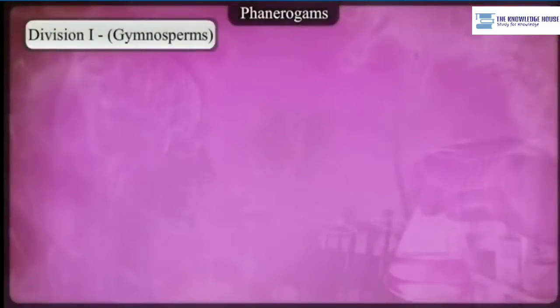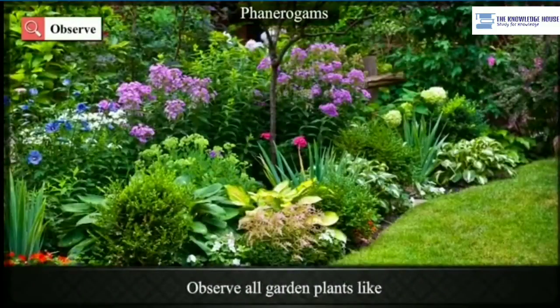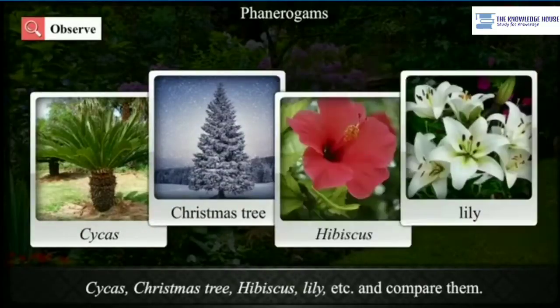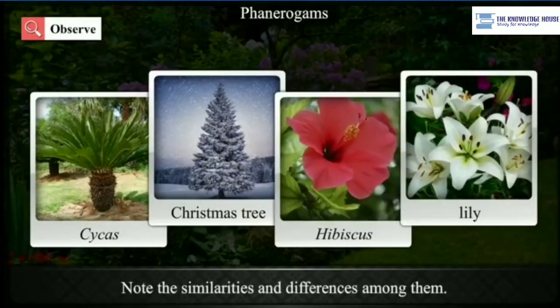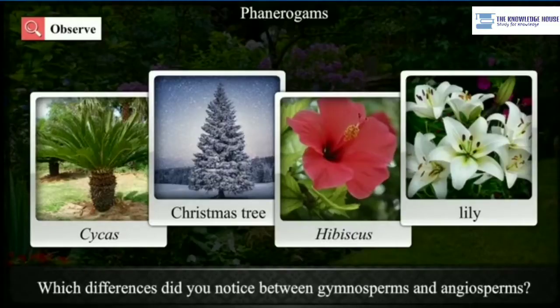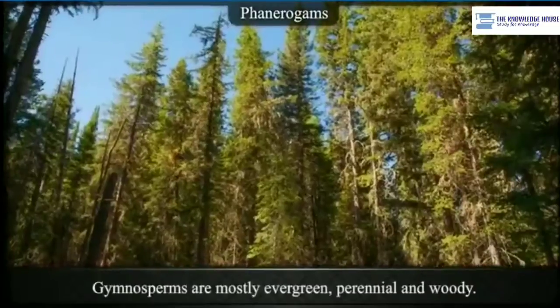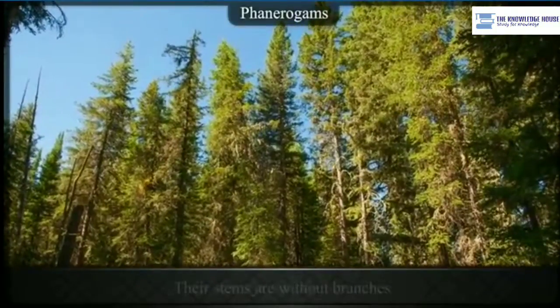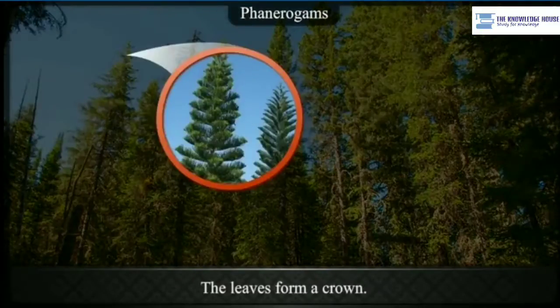Division 1. Gymnosperms. Observe. Observe all garden plants like cycas, Christmas tree, hibiscus, lily, etc. and compare them. Note the similarities and differences among them. Which differences did you notice between gymnosperms and angiosperms? Gymnosperms are mostly evergreen, perennial and woody. Their stems are without branches. The leaves form a crown.